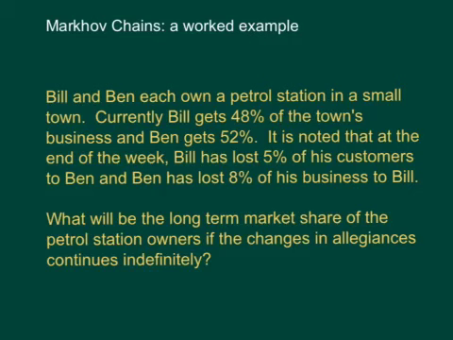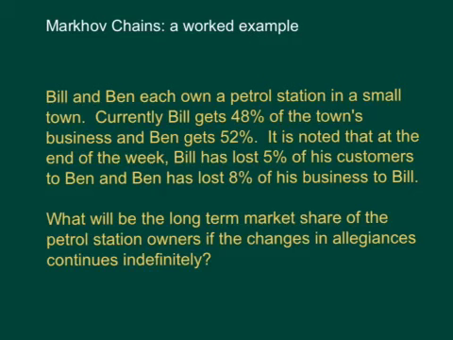Now our first job in this situation is to form two matrices. The first one's called an initial state matrix, otherwise known as a probability matrix, and that in fact is going to be a row vector. The second one's called a transition matrix. The transition matrix is going to look different. It's going to be a 2 by 2 matrix.